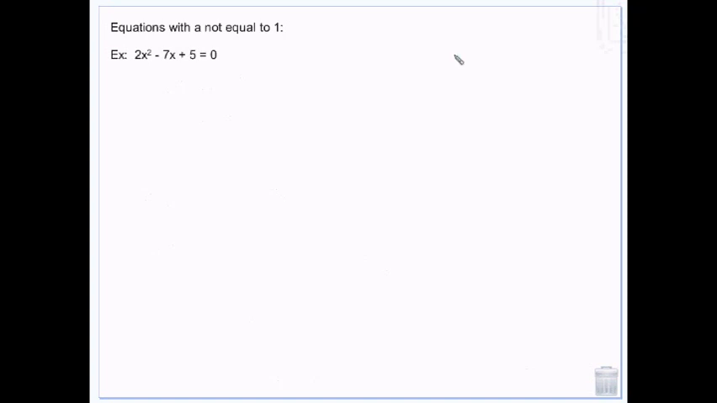First thing you have to do in a situation like this is you have to divide everything by that leading coefficient, because you're not allowed to have a number here when you're completing the square. So I have to divide everything by 2. And so I get x squared minus 3.5x plus 2.5 equals 0.